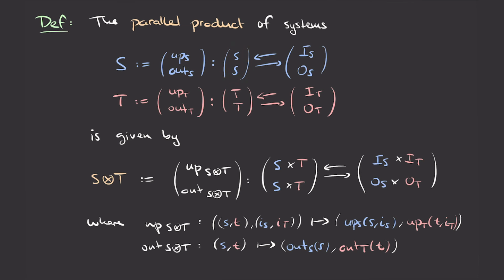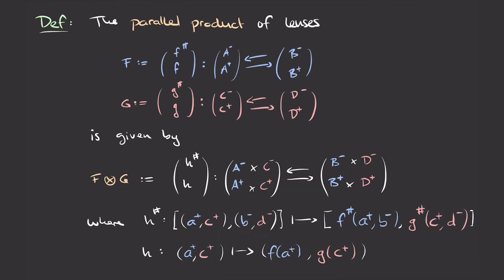We can now easily generalize this idea of a parallel product also to lenses, where these two sets are not necessarily the same. More generally, the parallel product of lenses can be defined as follows. If we're given a lens F, which goes from A minus, A plus to B minus, B plus, and a lens G, which goes from C minus, C plus to D minus, D plus, then we can again form the parallel product in exactly the same way we did for systems. This will be denoted F tensor G.